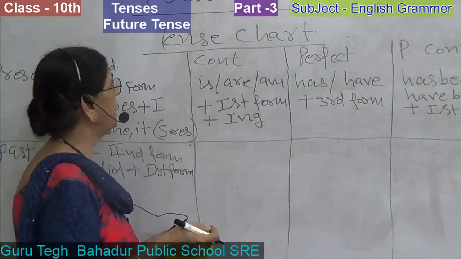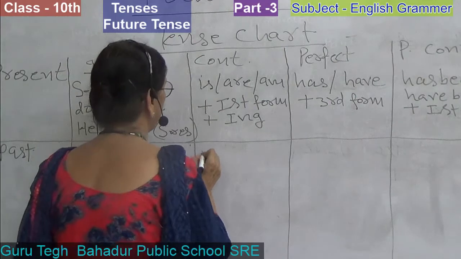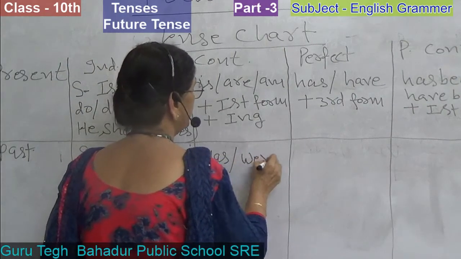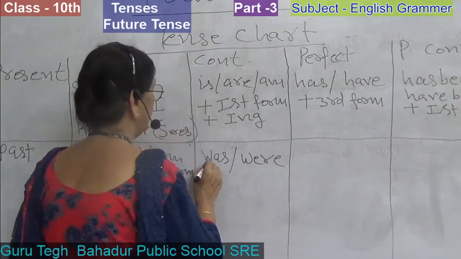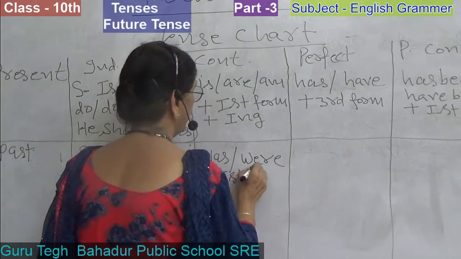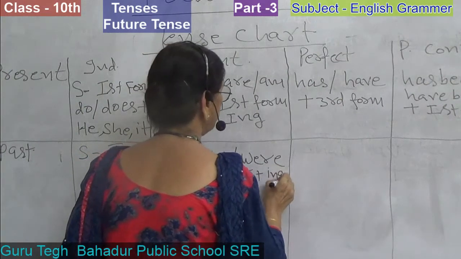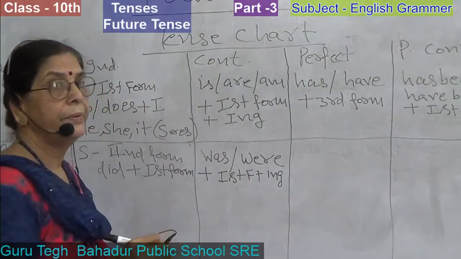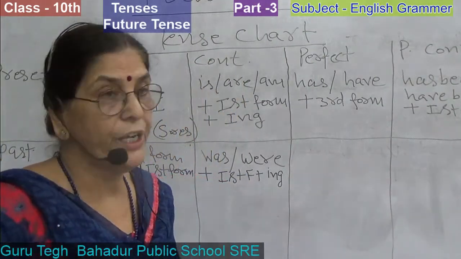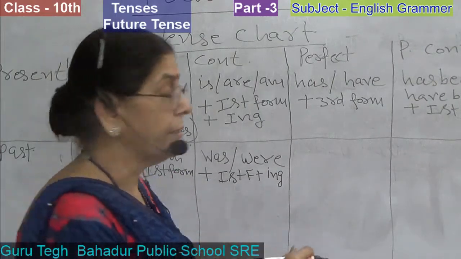Then we come to the past continuous tense. In past continuous tense, helping verbs are was, were, plus first form plus ing. Here the work was in continuation, the sentence will become I was going.